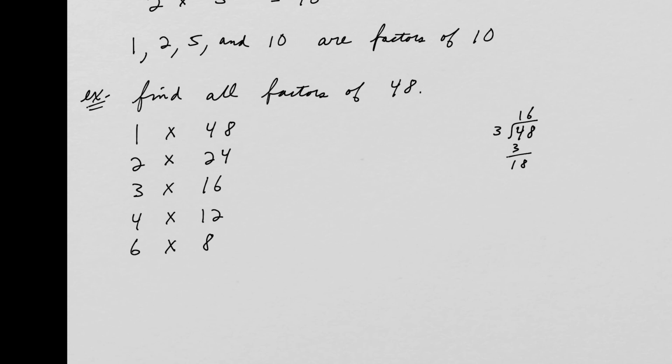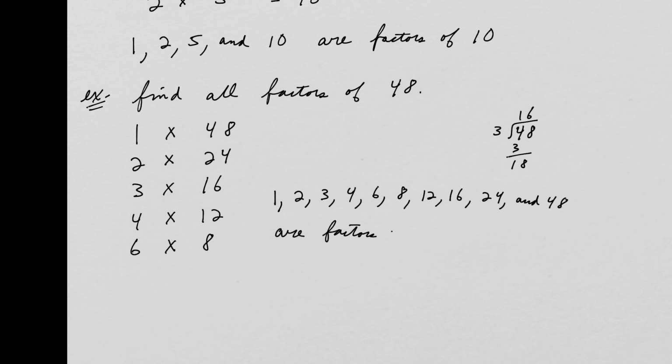So the factors that go into 48 are going to be, I'll list them in order again, 1, 2, 3, 4, 6, 8, 12, 16, 24, and 48 are factors of 48. And again, you can think of them as, ultimately, all those numbers divide 48 evenly, right? That's the best way to think of it.